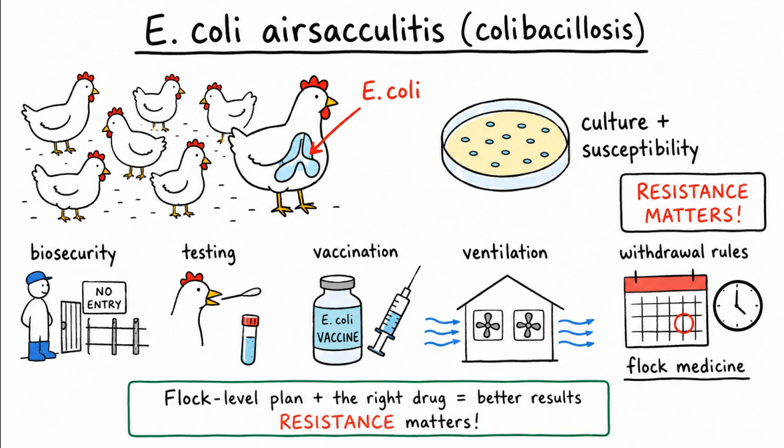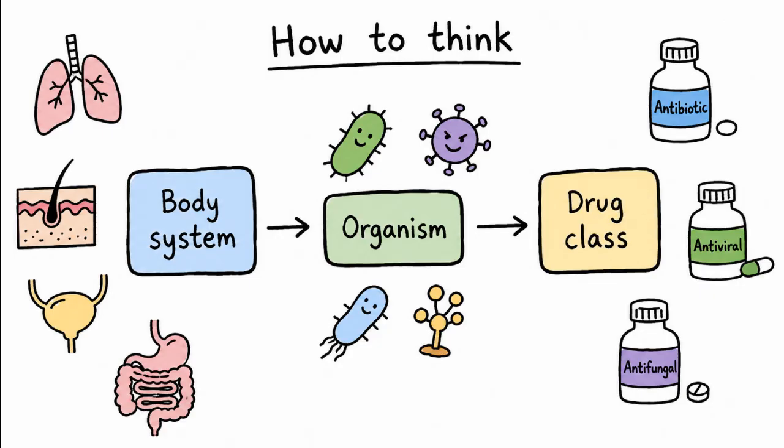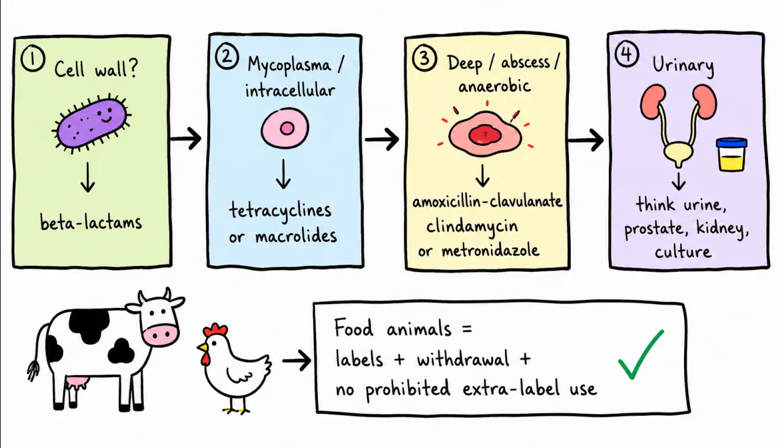So the practical way to remember all of this is not to memorize one antibiotic per disease. Instead, connect the organism to the body system, and then connect the organism to the drug class. If the bug has a cell wall, beta-lactams may be useful. If the bug is Mycoplasma or intracellular, think tetracyclines or macrolides instead.